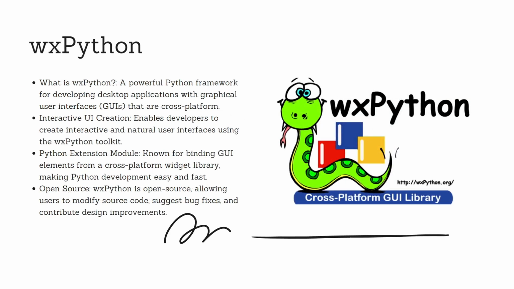next one is wxPython. It is said to be one of the best Python frameworks for desktop applications with which we can create GUIs. It can build cross-platform graphical UIs with the Python programming language, and the wxPython toolkit allows developers to create interactive and natural user interfaces. Okay, it is a simple, fast, and good framework.